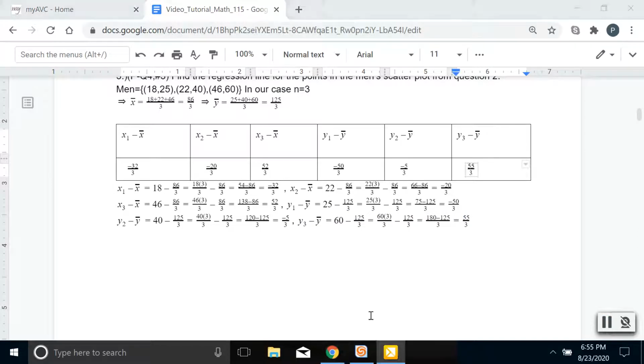Okay, let me try it one more time. Okay, so it worked there. All right, so next let's start computing the b. Okay, so let's do that.